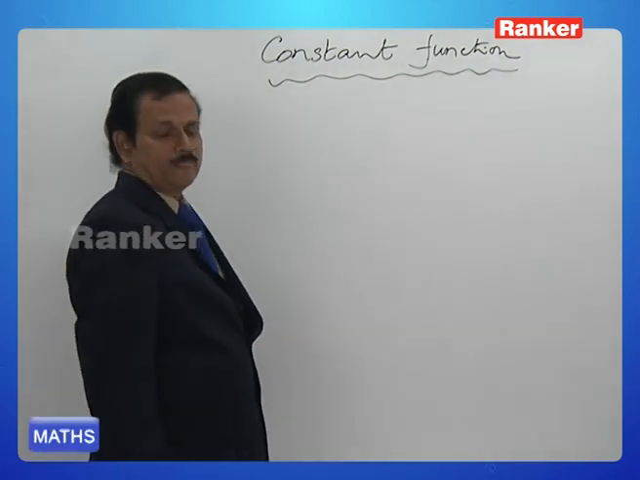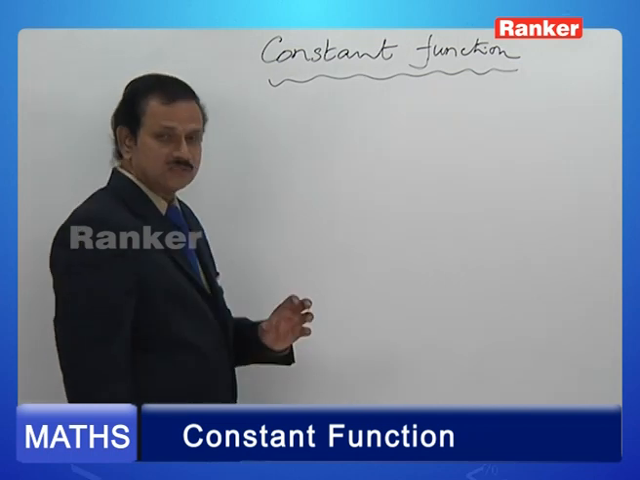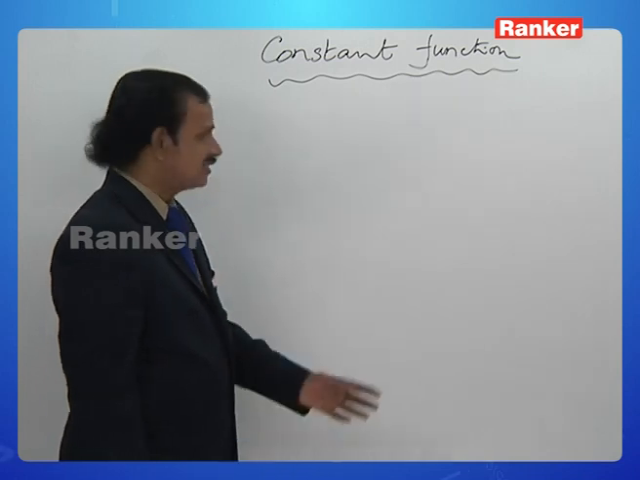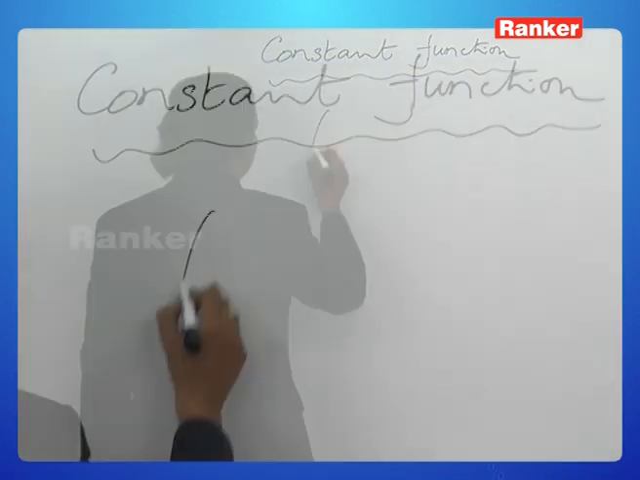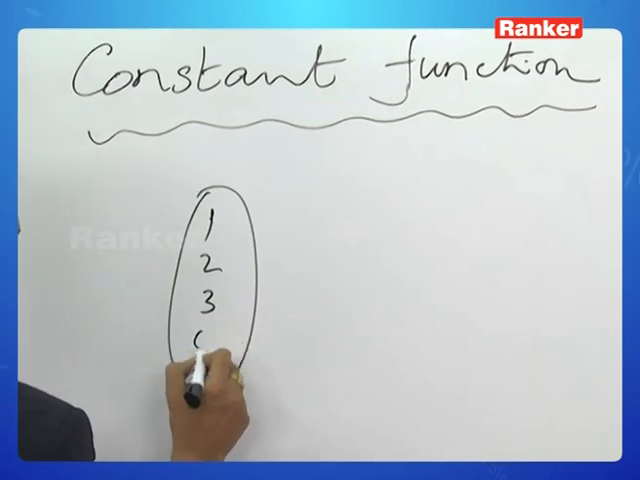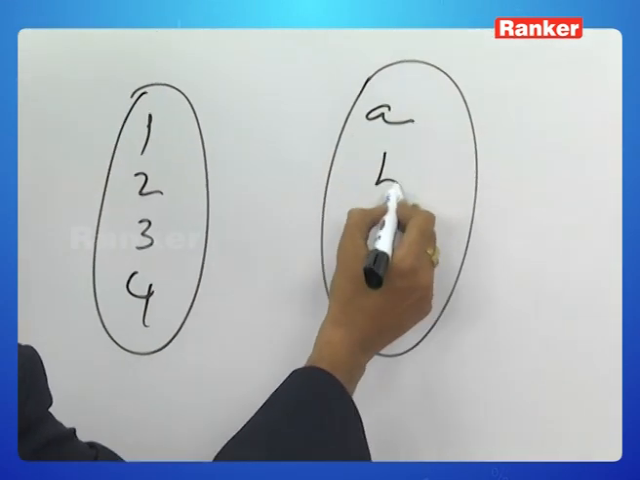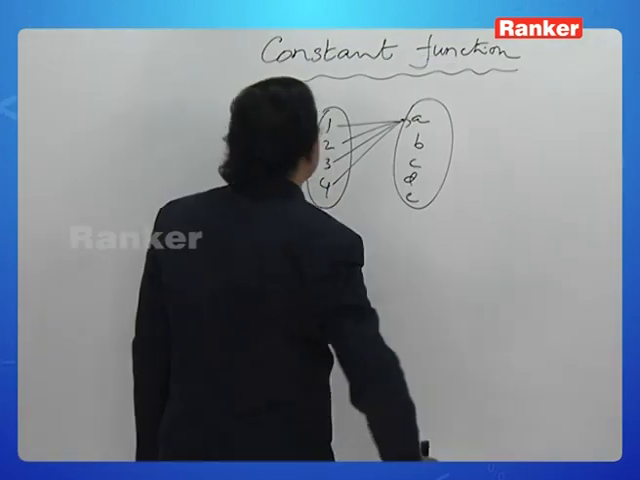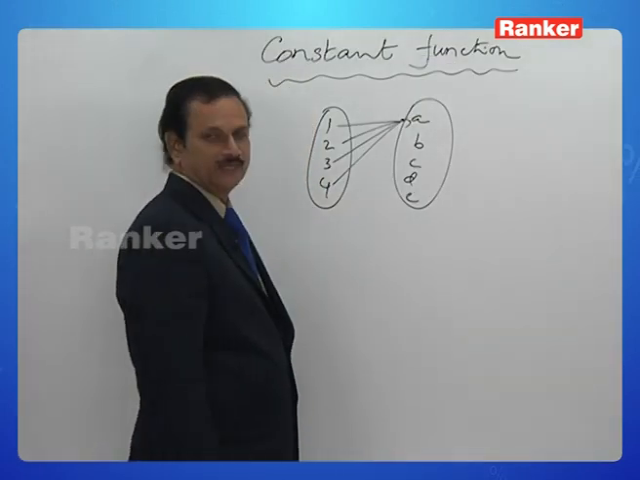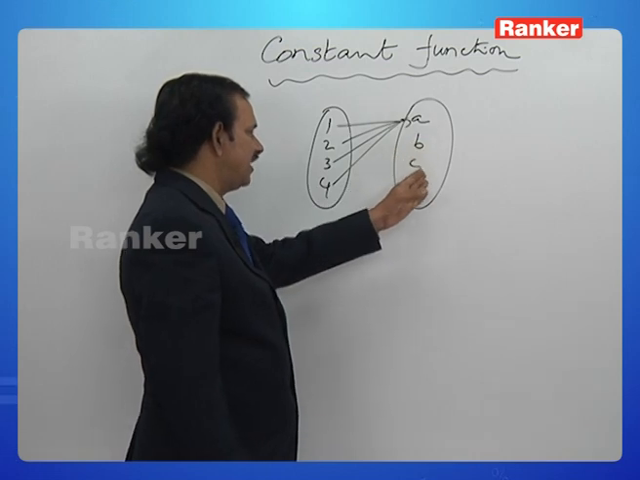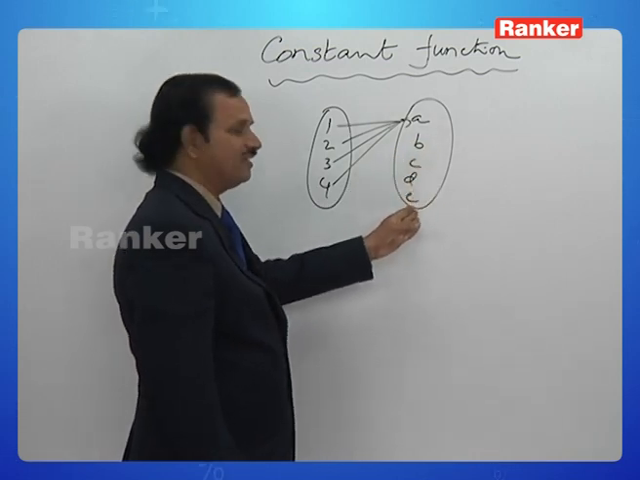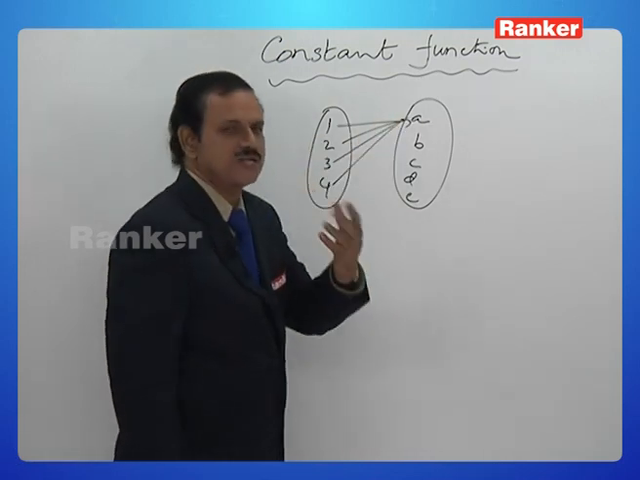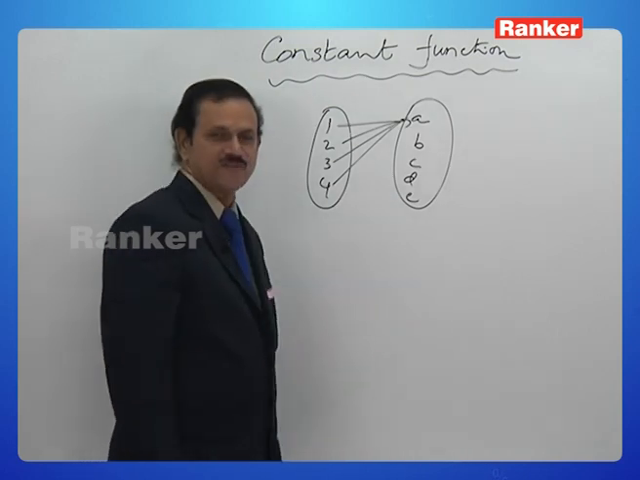Constant function. The very name itself indicates some constant nature being observed somewhere in the function. What is that nature? Where does it lie? Let us observe. You consider the set 1, 2, 3, 4, and A, B, C, D, E. You observe all the elements have been mapped onto A only. B has no preimage, C has no preimage, D has no preimage, E has no preimage, and every element has a fixed image, a constant image. That is why this is called a constant function.